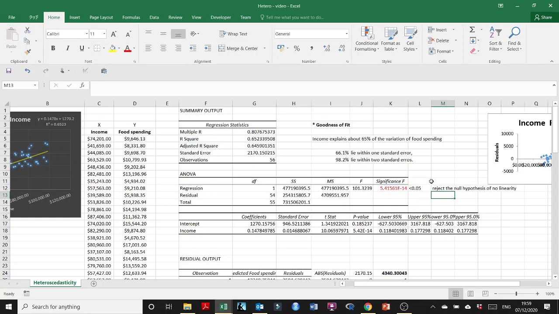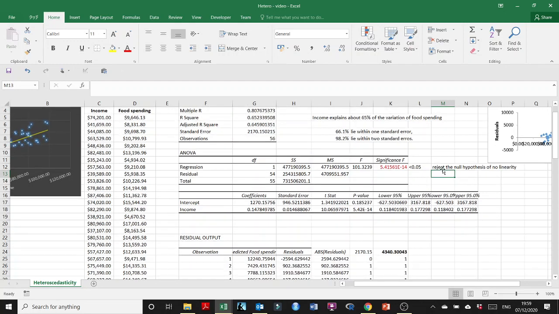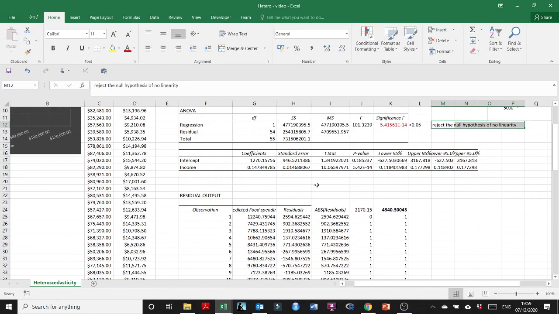So we're 95% confident that only about, this is e minus 14, means we have 14 digits to the left of the decimal point. So this is a very small number, out of like more than a million or a billion, that this does not hold true. So in any case, we reject the null hypothesis of no linearity. This means that it is linear. Linearity is established.